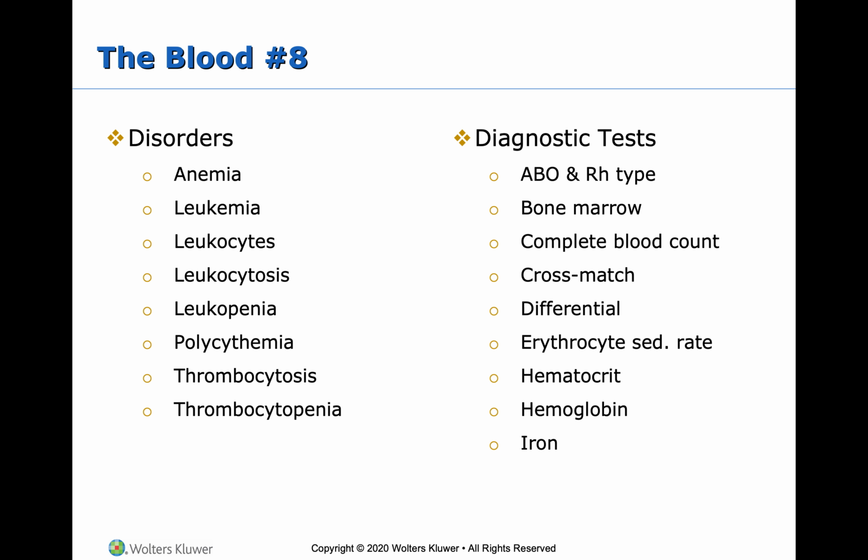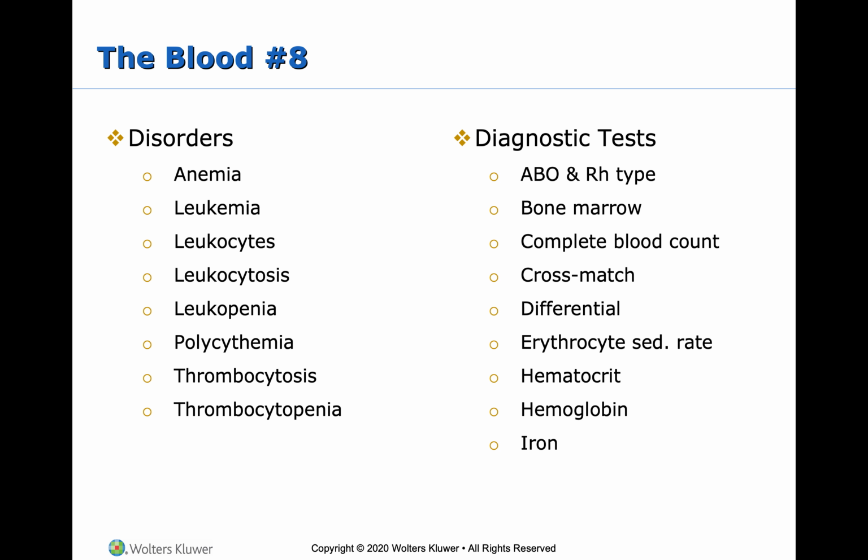Box 6-4 on page 171 is where it lists the disorders and your diagnostic tests. Anemia is when you have a low number of red blood cells. Leukemia is a type of cancer where you have a lot of immature blood cells. Leukocytosis would be increased white blood cells. Polycythemia, which we talked about, would be a high number of red blood cells. Remember we talked about how bloodletting is a therapy for people that have polycythemia.